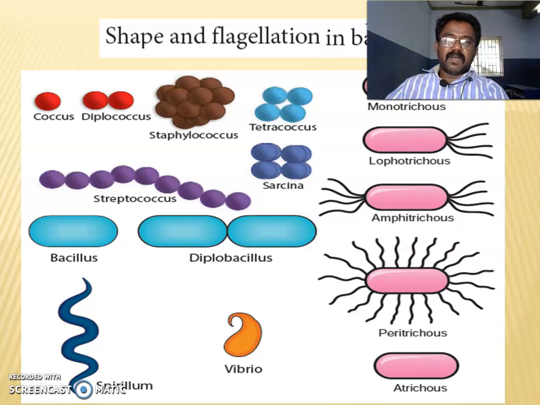This is the shape and flagellation in bacteria. Coccus is single, diplococcus is double, Staphylococcus is a group, Tetracoccus is four, Sarcina type. Streptococcus is a chain shape. This is Bacillus, Diplobacillus, Spirillum, Vibrio.